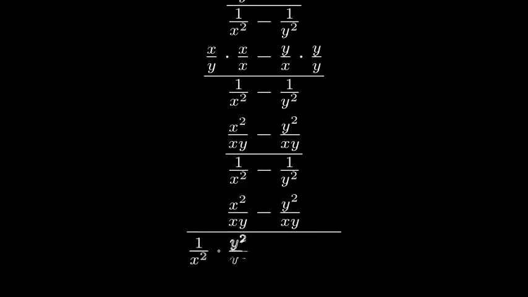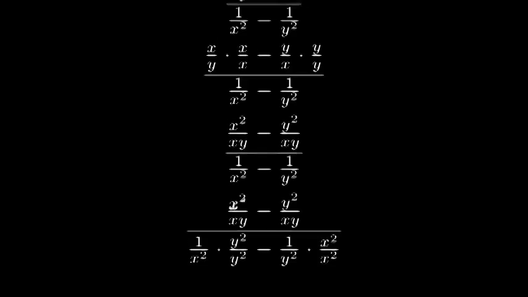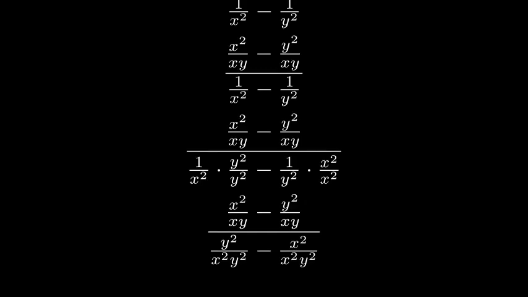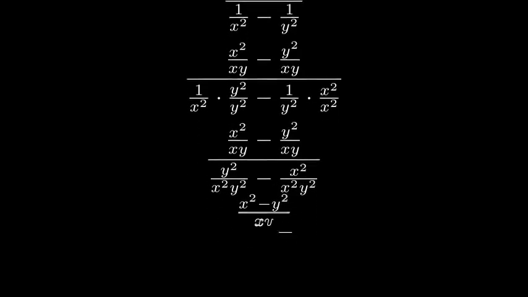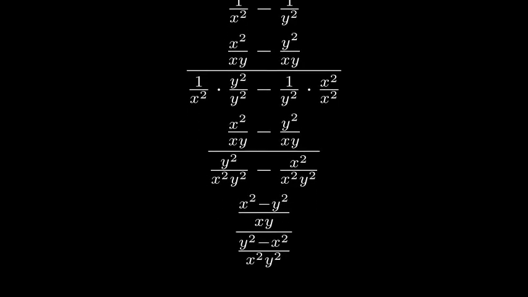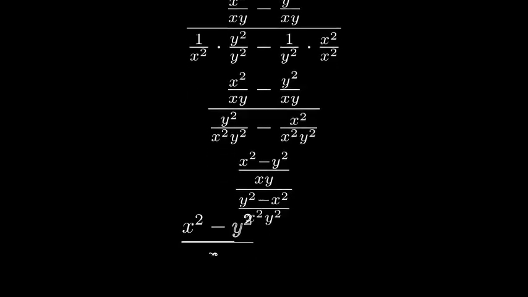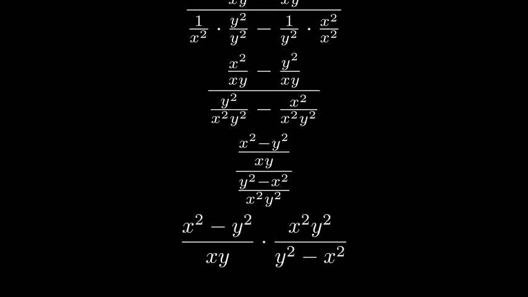We multiply the first fraction by y squared over y squared and the second fraction by x squared over x squared. This simplifies to y squared over x squared y squared minus x squared over x squared y squared in the denominator. The numerator can be written as x squared minus y squared over xy, and the denominator becomes y squared minus x squared over x squared y squared.